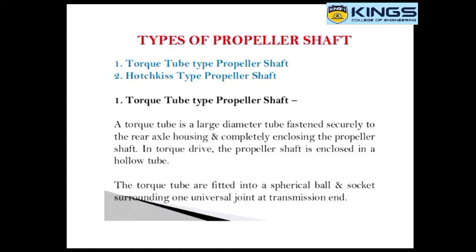Then the types of propeller shaft. Generally there are two types of propeller shaft: one is torque tube drive, and another one is Hotchkiss drive. In a torque tube drive, the propeller shaft is enclosed in a hollow tube. One end is rigidly bolted to the differential housing and the other end is joined with a flexible joint.